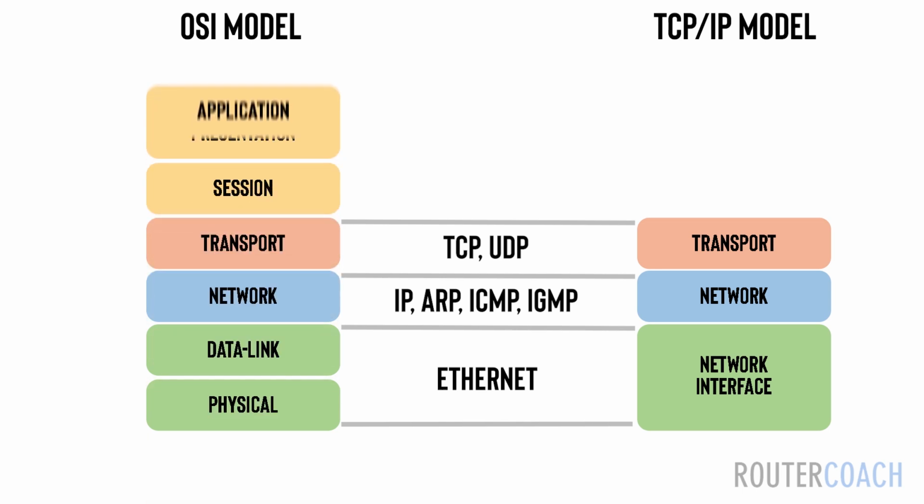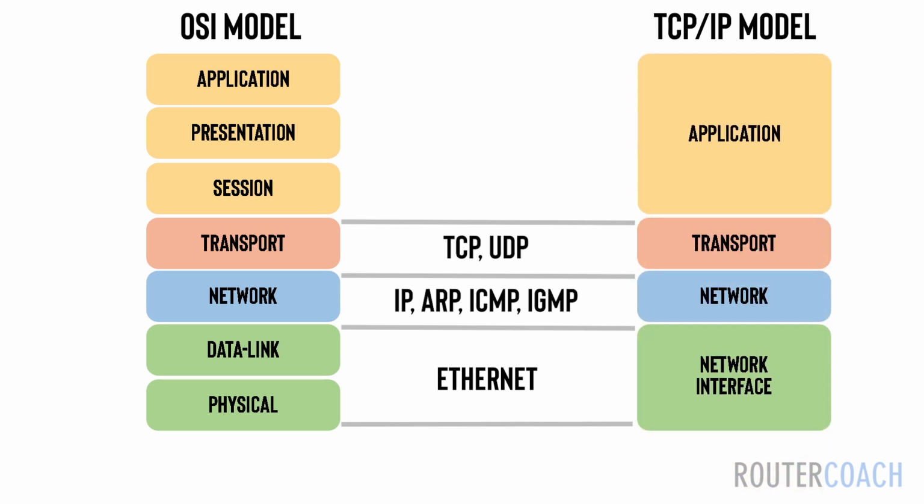7. Application layer. This layer provides services to end-user applications. It is the layer that the user interacts with directly. All three of these layers are called the application layer in the TCP/IP model.